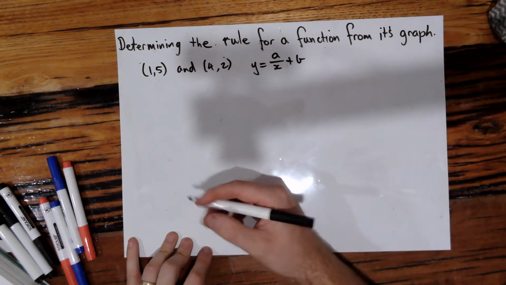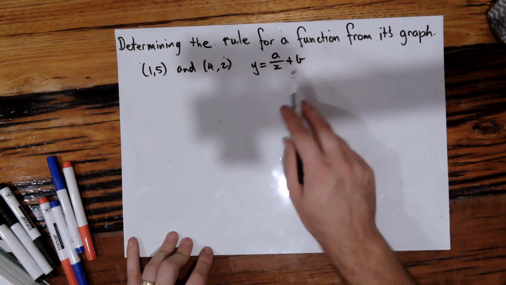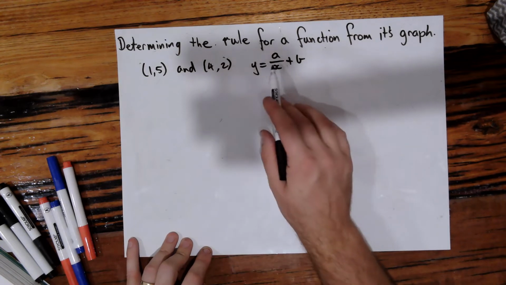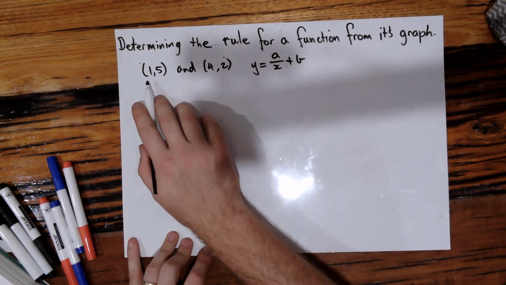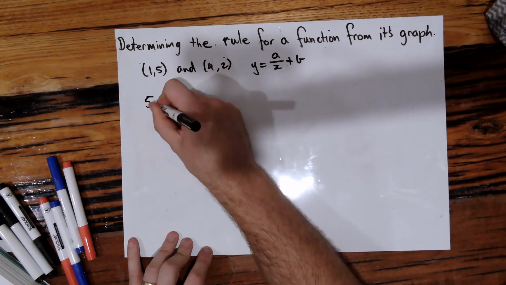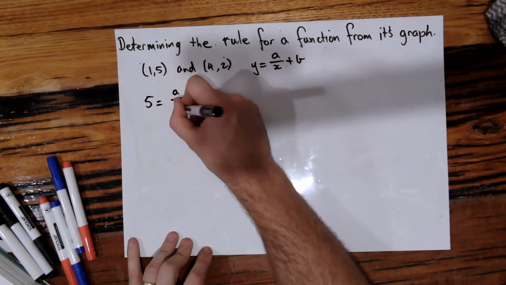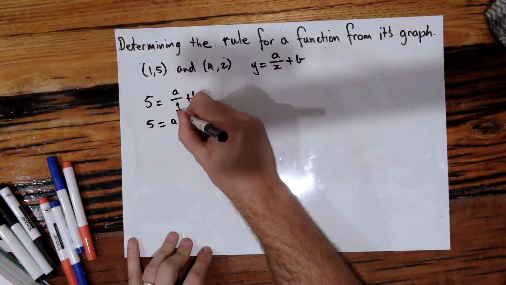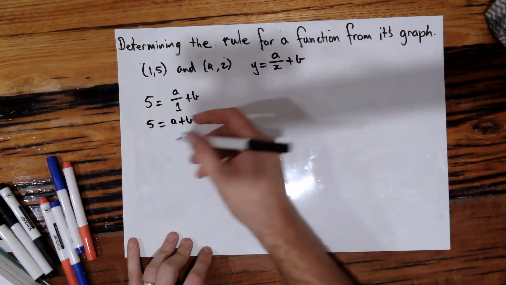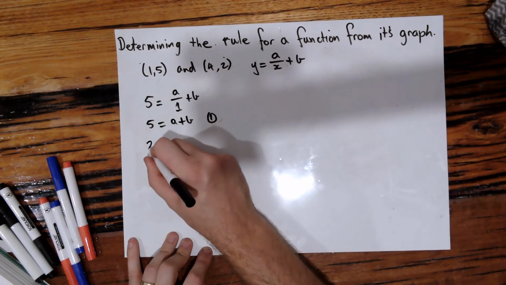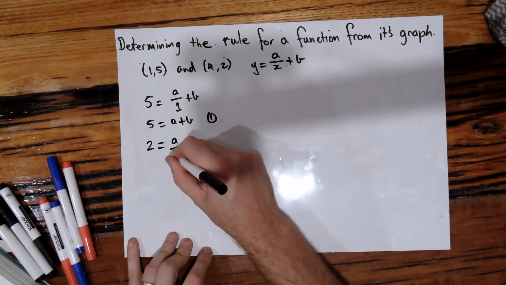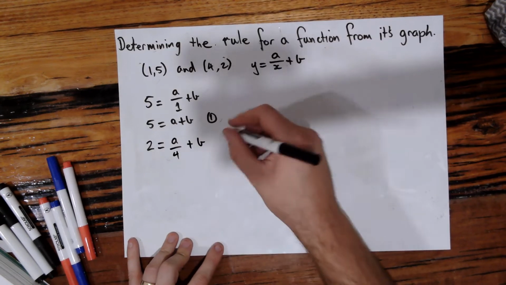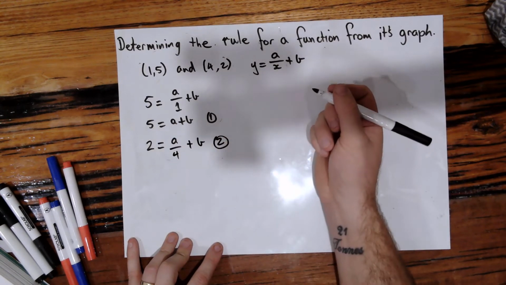So what we need to do is actually sub both of these points into this function to create two equations that we can solve simultaneously to find a and b. So I'll set our first one up. We know that 5 has to equal a over 1 plus b. So simply 5 equals a plus b. It's going to be equation 1. Equation 2, we're going to have 2 equals a over 4 plus b. That's our equation 2.